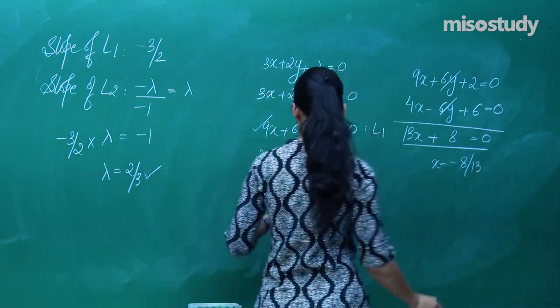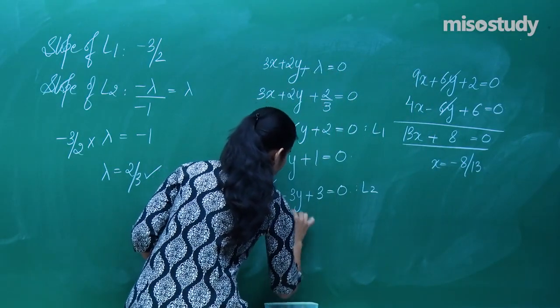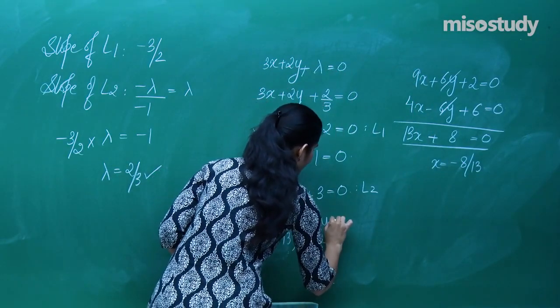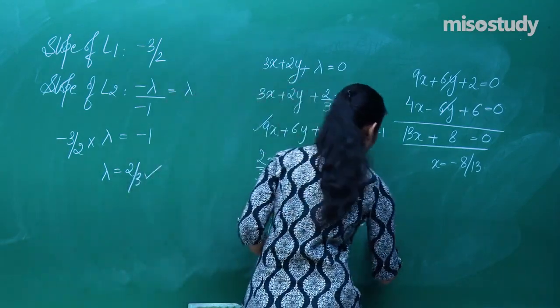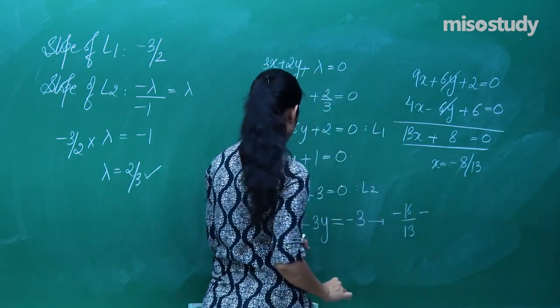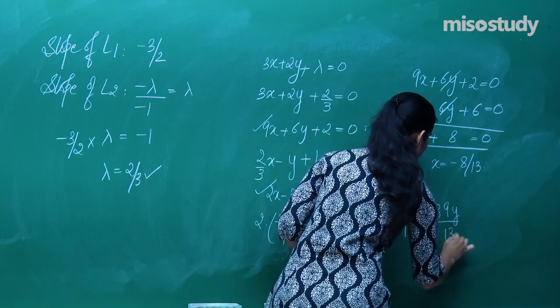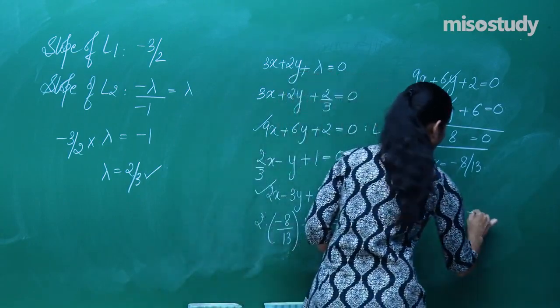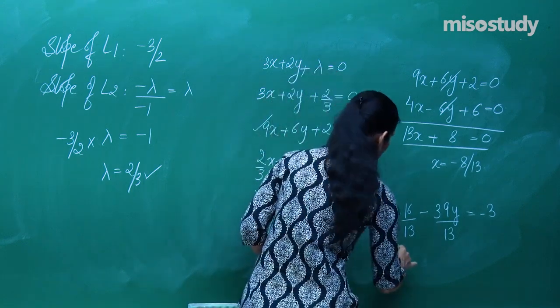When you plug this value in this equation, 2 into minus 8 by 13 minus 3y equals minus 3. You get what? Minus 16 by 13 minus 39y by 13 equals minus 3. Right. So what do you get from here?